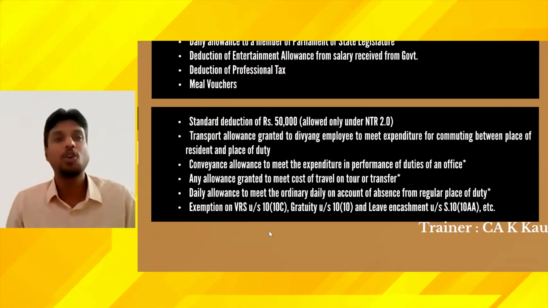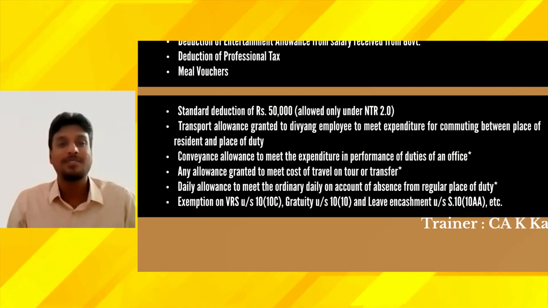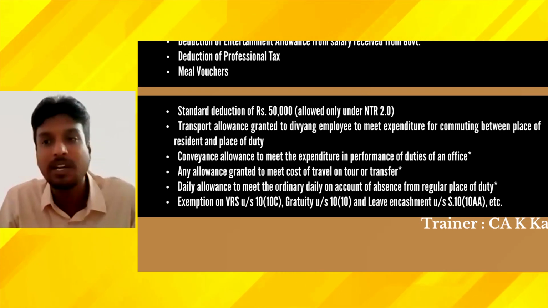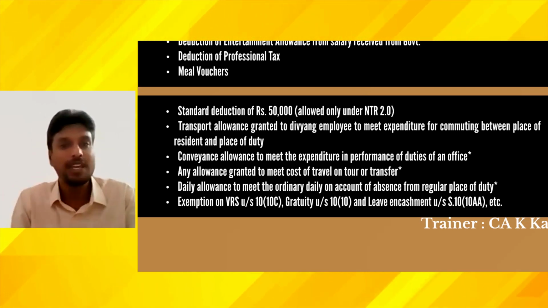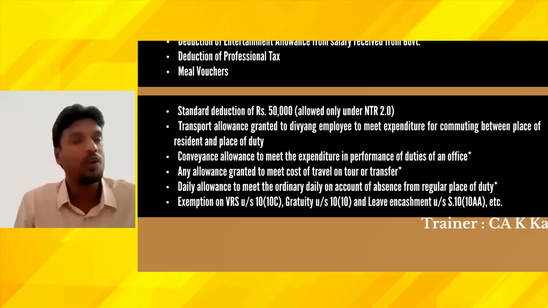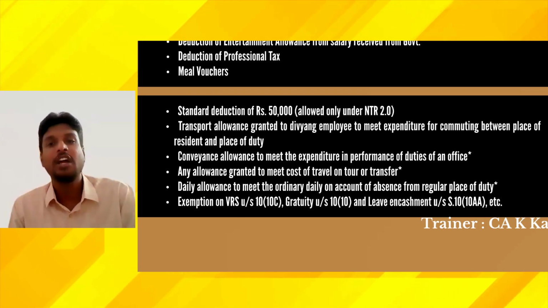Like I said, under new tax regime 2.0, standard deduction 50,000 is allowed. Transport allowance granted to a Divyang employee to meet expenditure for commuting between place of residence and place of duty is allowed. Divyang employee means somebody is physically challenged. Okay, only for them it is allowed, not for anybody else. Conveyance allowance to meet the expenditure in performance of duties of office.